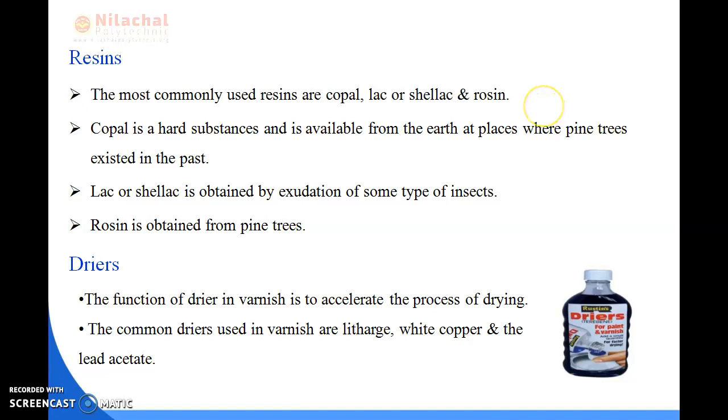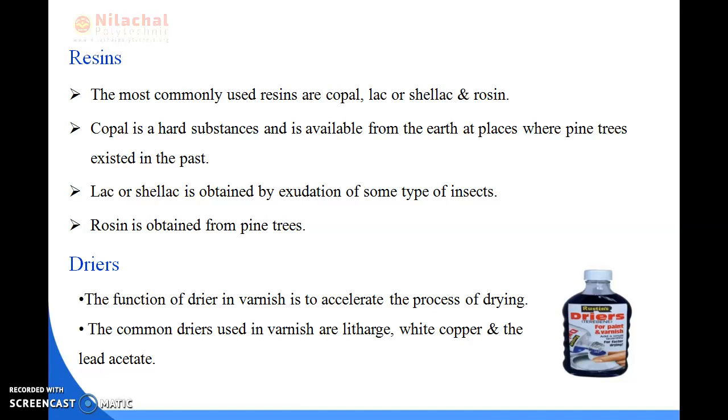So we can say that lac, or shellac, is mainly obtained by the exudation of some type of insects. And the last one is rosin. Rosin is obtained from the pine trees. So these are the two things obtained from the pine trees: first is copal and second one is rosin. And lac or shellac is obtained from the fluid emitted from the insects.